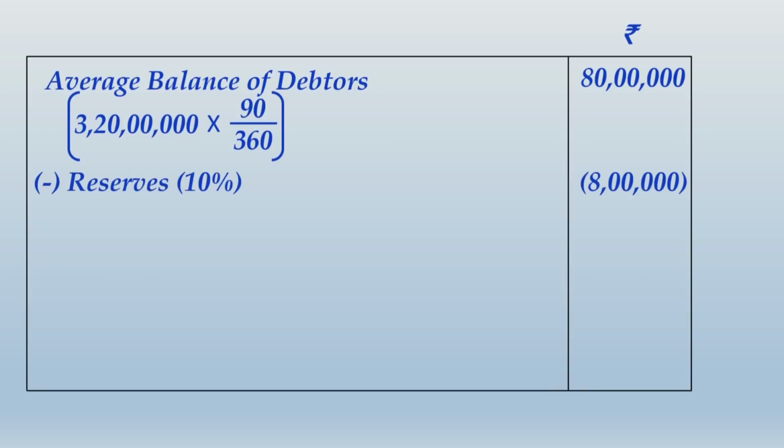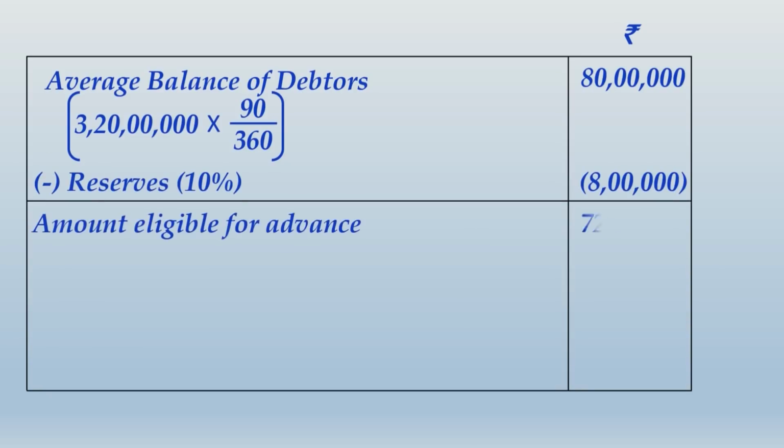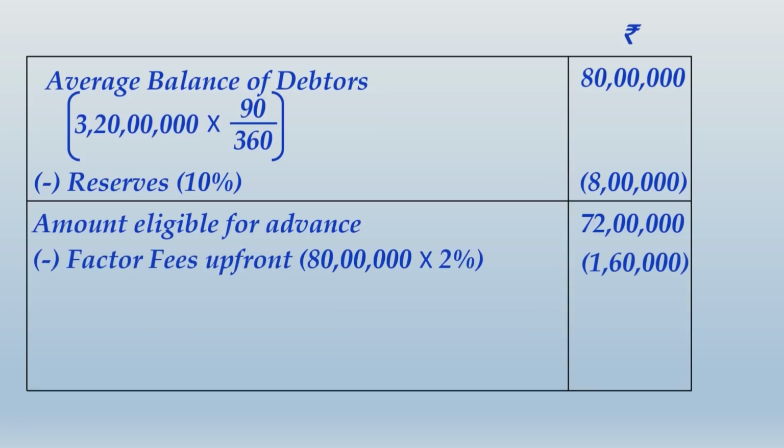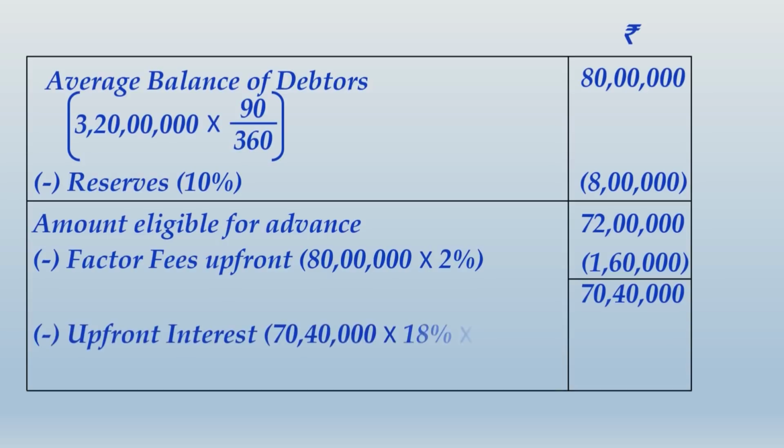From that you subtract the reserve of 10%, and what you get is amount eligible for advance, that is 72 lakhs. Then because you are assuming that the factor fees and interest will be collected upfront, so subtract the factor fees, and what you get is the amount on which interest will be charged, that is 70 lakh 40,000, and then compute the amount of interest for that one cycle, that will be 90 by 360 days. Notice one more thing, we are considering 360 days in a year. It is yet another assumption of ours.